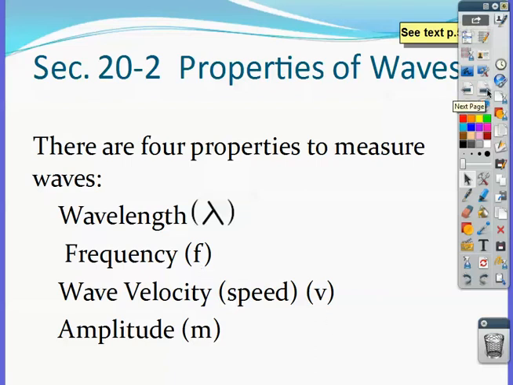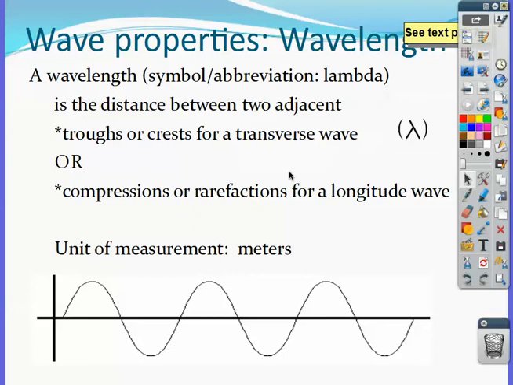Now, the first of these four properties we're going to talk about is wavelength. And wavelength is really a measure of the distance from one cycle of a wave to the next cycle of a wave. If you remember, we talked about in class, if we look at this wave at the bottom here, that this is a cycle. It goes from the rest position up to the crest, down to the trough, and back to rest position again. That's a cycle. And then I have a second cycle here and a third cycle here.